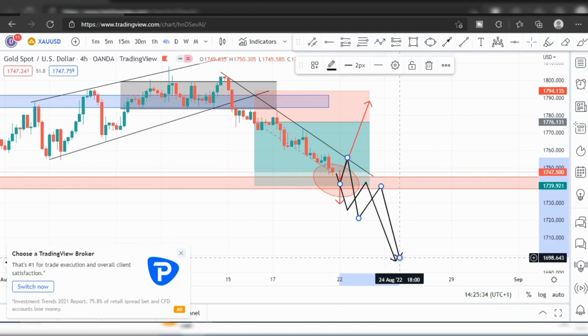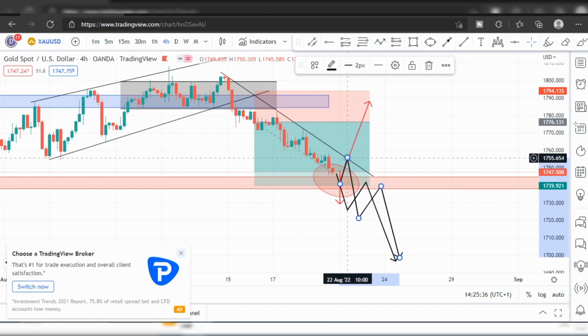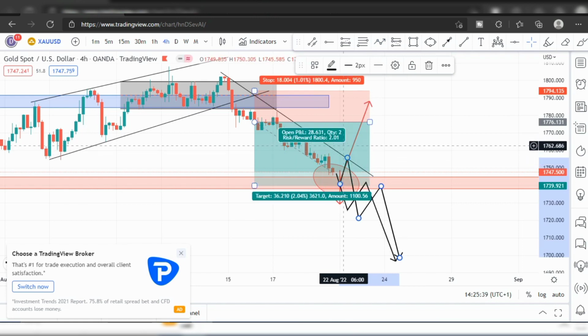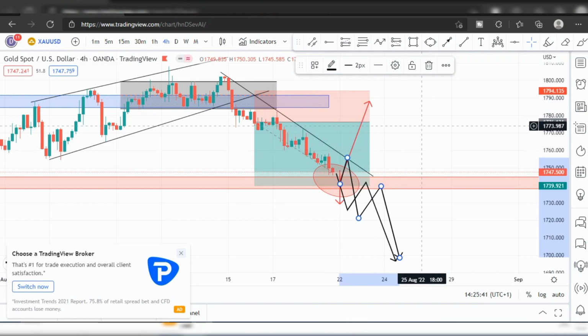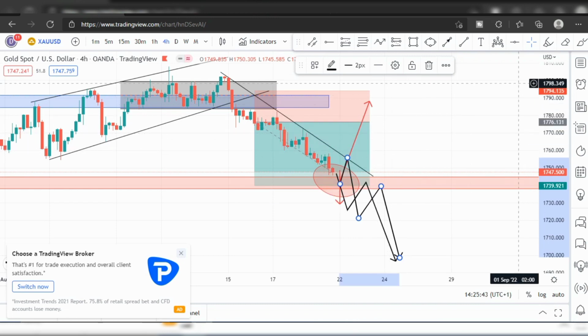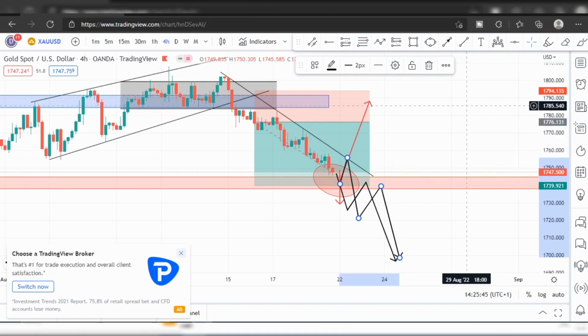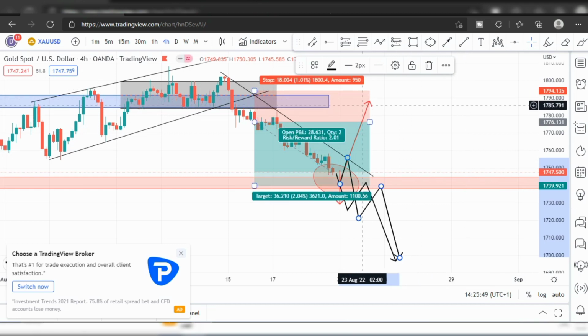Okay, so that is very possible, that can happen. So that's why I will wait for this trend line to break, and then I will trade the trend line break. All right, so this is my analysis for gold for the upcoming week. I hope you found the analysis very helpful.